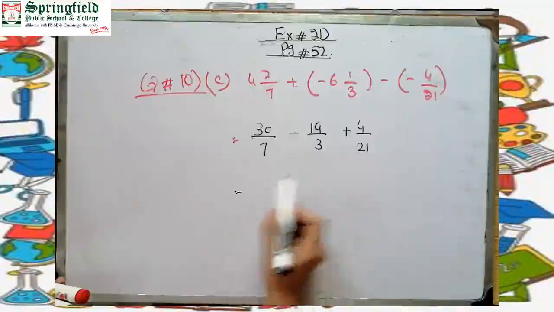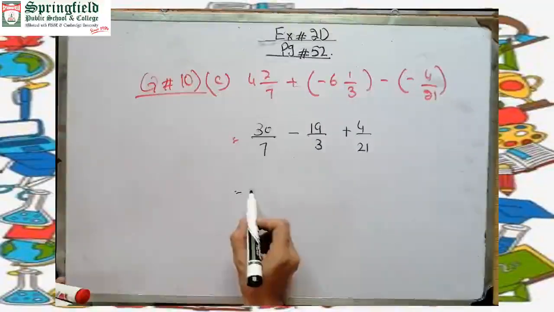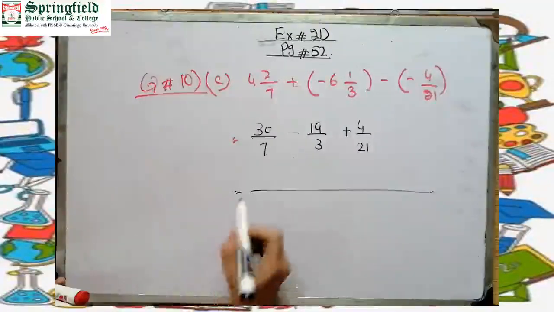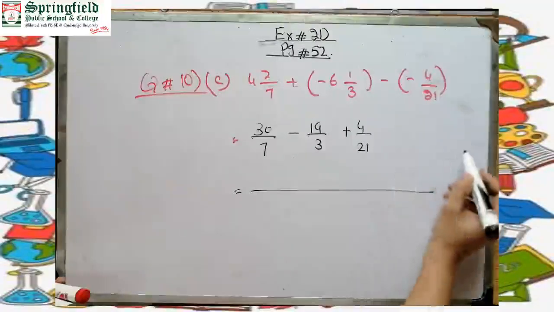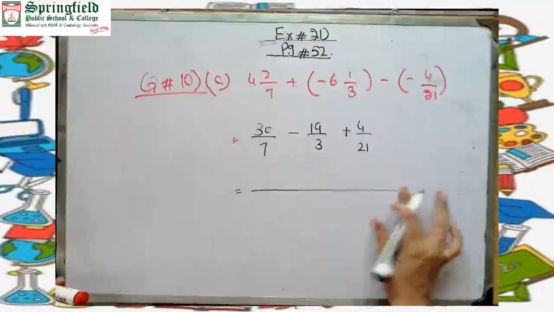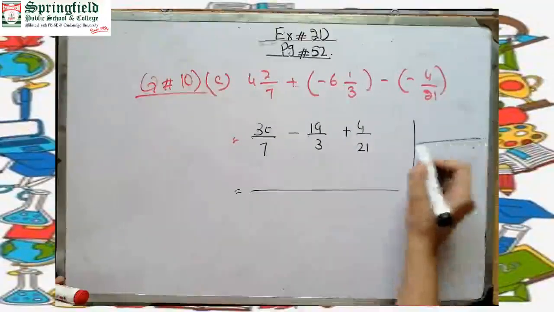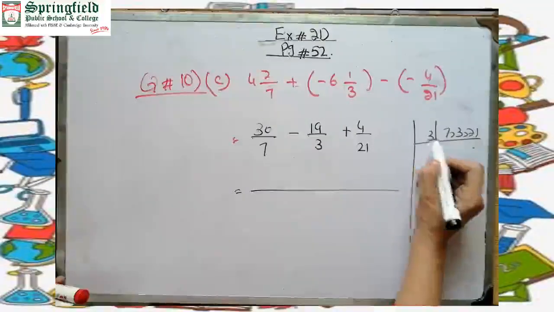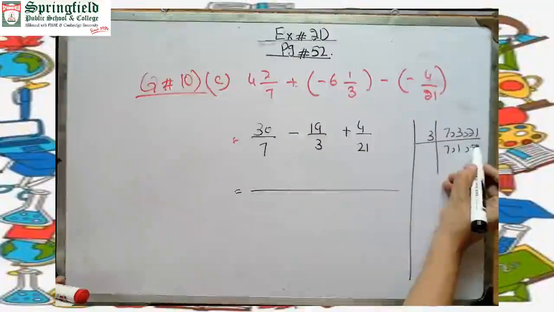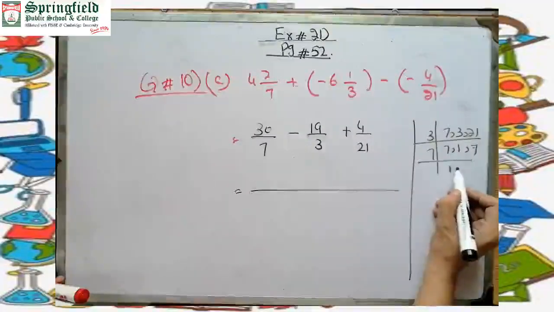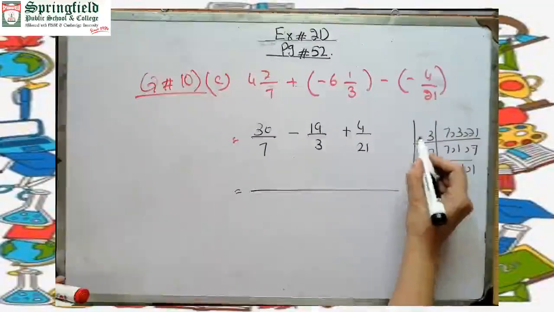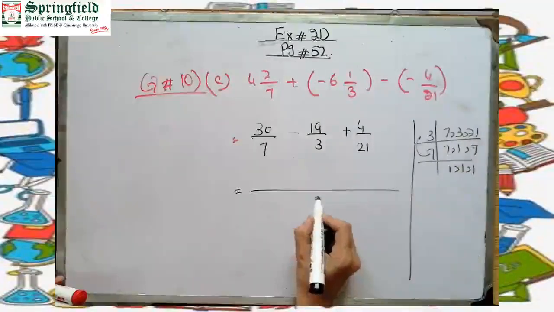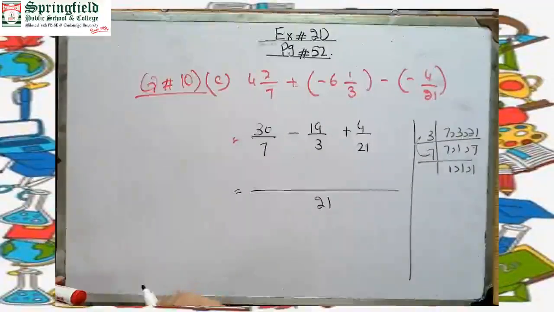So there are 3 numbers. How can we find the LCM? As we know, find out the LCM of 3 numbers: 7, 3, 21. 3 1s are 3 and 3 7s are 21. 7 1s are 7 and 1 1. It means the multiplication of the factors is 21. 7 3s are 21. 21 is the LCM.